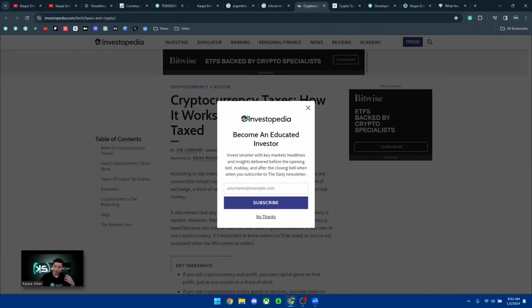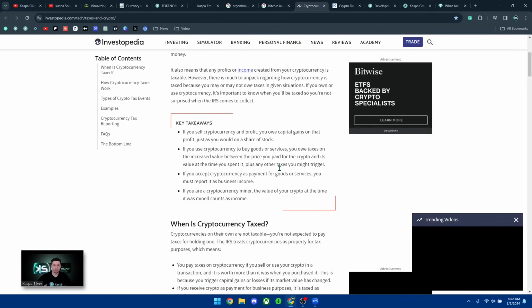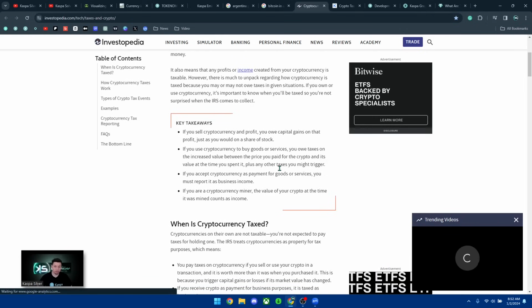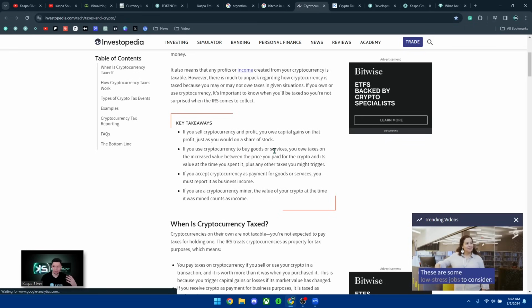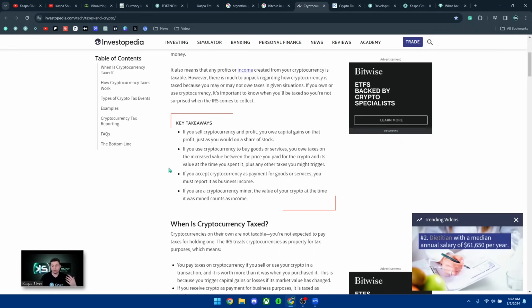For people like us in the US, currently the only way to avoid taxes on spending our Kaspa, if we wanted to use it at a store, would be making sure we hold it for at least 1 year, and then also making sure that you are keeping your income below a certain amount of money. So it says if you sell cryptocurrency at a profit, you owe capital gains on that profit just as you would on a share of stock. If you use cryptocurrency to buy goods and services, you owe taxes on the increased value. So anyone telling you that Bitcoin is going to become a currency or anything like that, really, it's just not going to happen anytime soon.